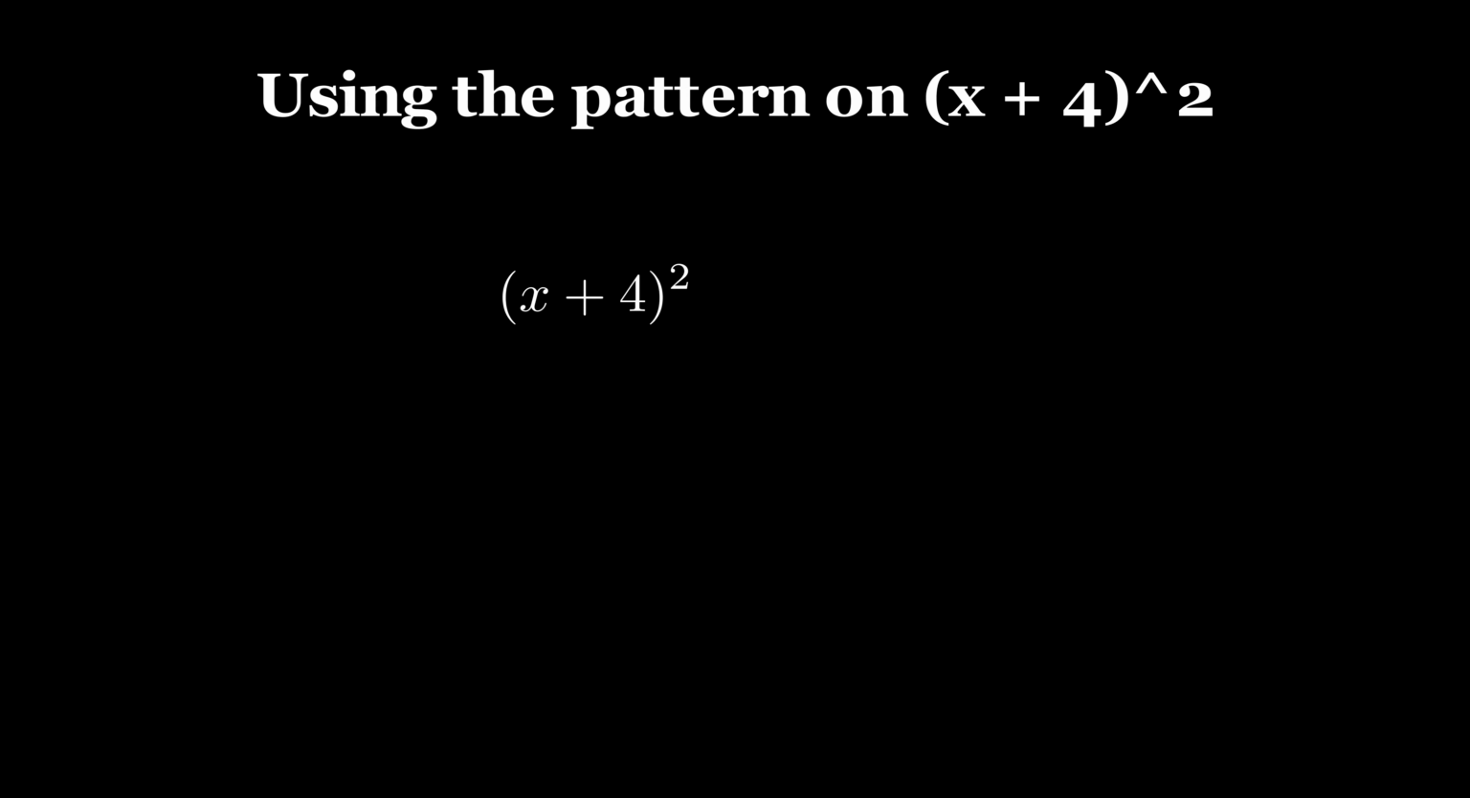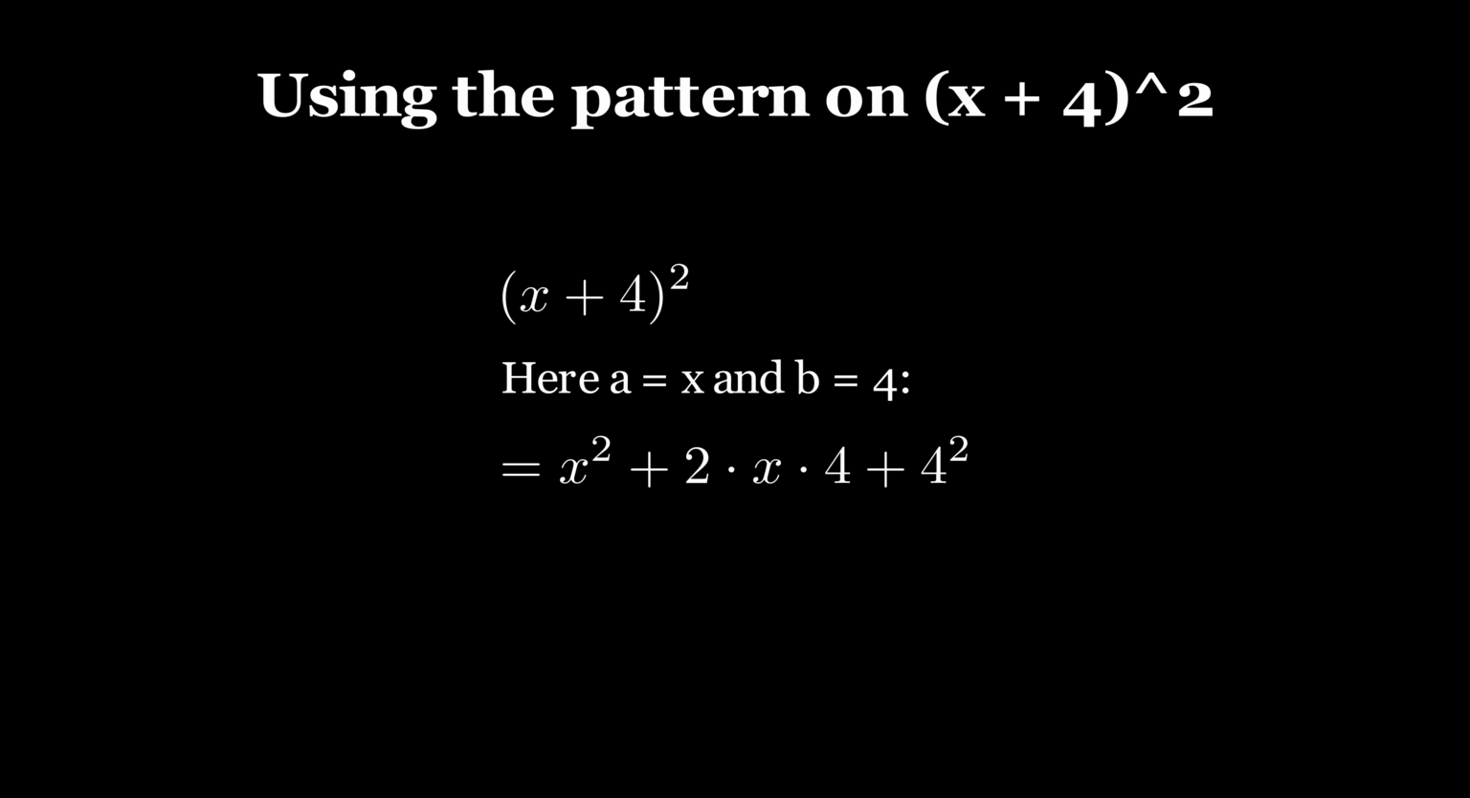Now let's expand (x + 4)². Here a is x and b is 4. Using the pattern we get x² + 2 times x times 4 + 4². That simplifies to x² + 8x + 16.